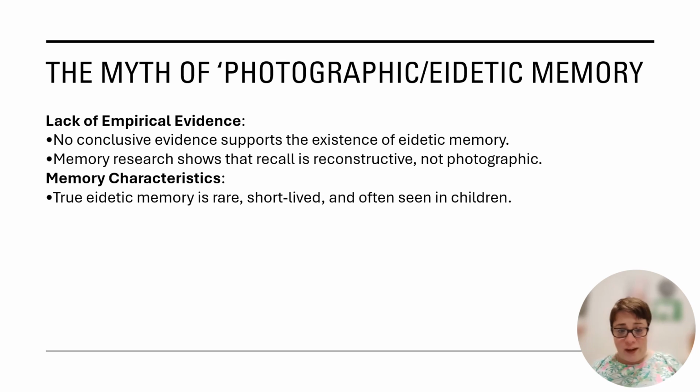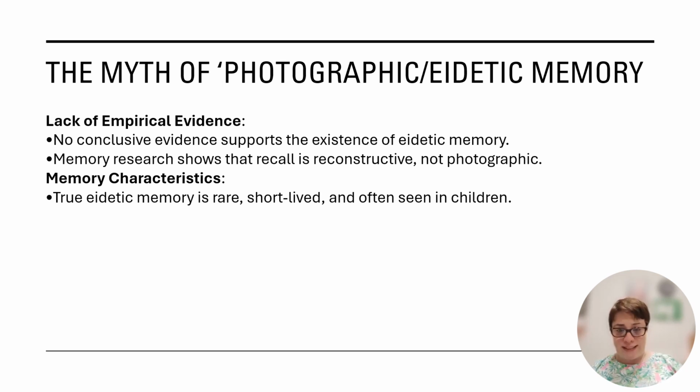So again, characteristics of memory, right, are that it's fundamentally reconstructive. It can be influenced by a number of different things. Memories are also subject to distortion, loss of detail, and influenced by personal biases and external suggestions, which contradicts the idea of a perfect photographic recall of anything.